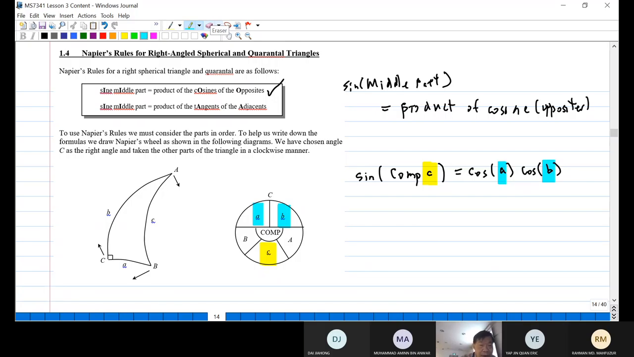What happens if I change the situation? Let me clear this one now. Now, let's say I want the middle part to be angle A.